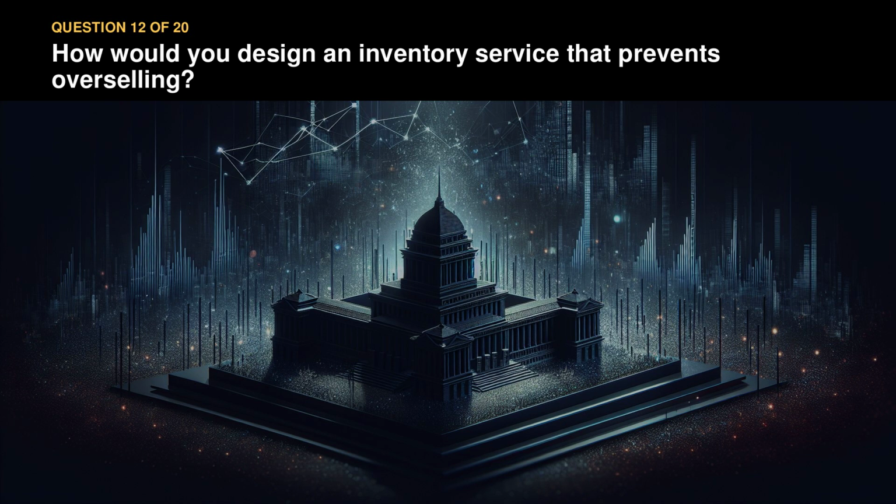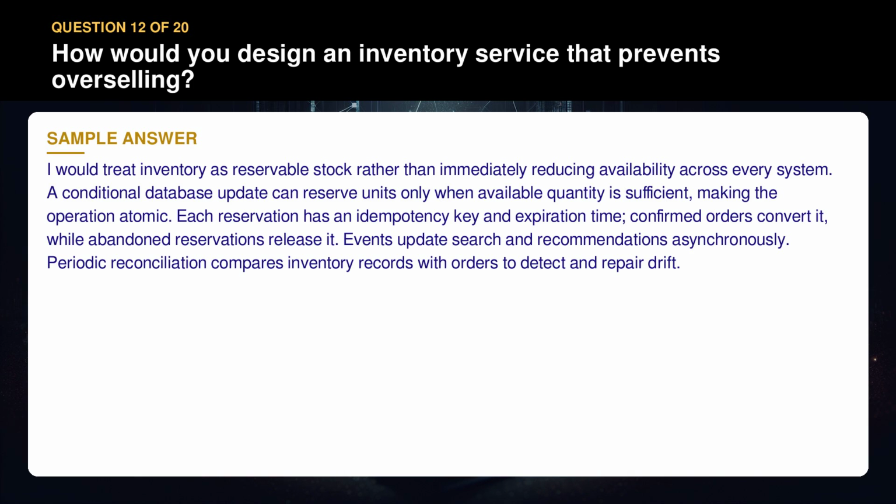Question 12. How would you design an inventory service that prevents overselling? I would treat inventory as reservable stock rather than immediately reducing availability across every system. A conditional database update can reserve units only when available quantity is sufficient, making the operation atomic. Each reservation has an idempotency key and expiration time.